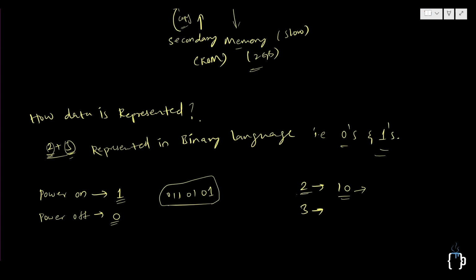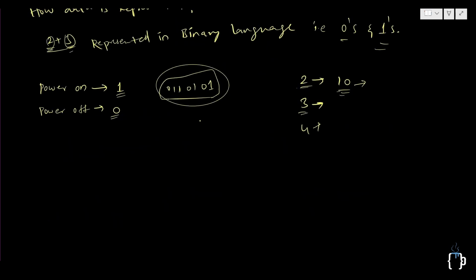How do we represent 2? How do we represent 3 or 4? How should we represent these numbers? Actually, each digit in this series is multiplied with 2 power some k. The k value increases from right to left. Each individual element in this series, we say it as a bit. Each bit is multiplied with 2 power k. The k value starts from 0.